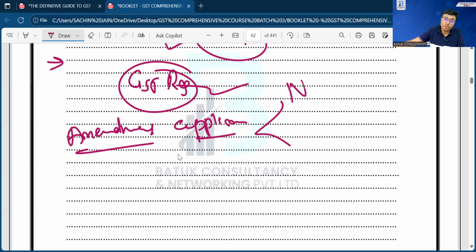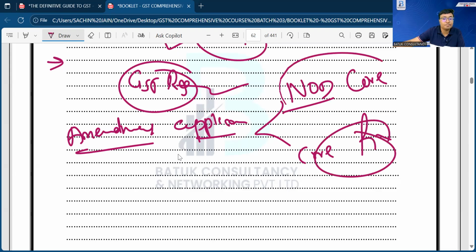There are a total of two kinds of fields available. One is non-core fields, another is core fields. You can file the application. Although in our practical discussion, when we discuss each and every tab on the GST common portal, we'll also discuss these things practically in a very detailed way. So amendment is also possible. You can file the amendment, but you have to file the amendment in a limited amount of time.